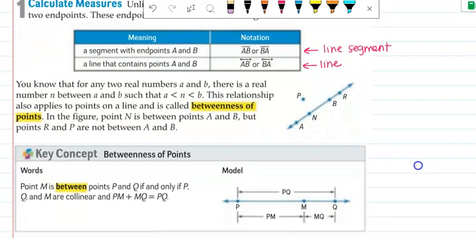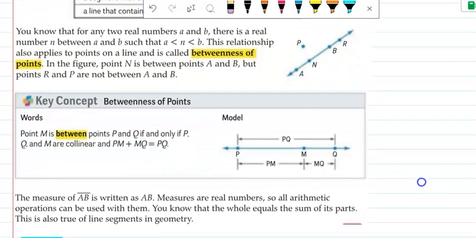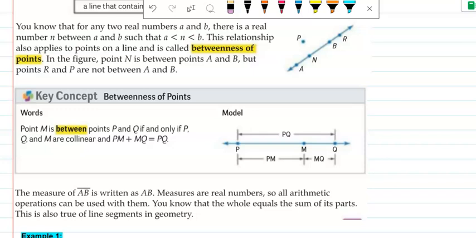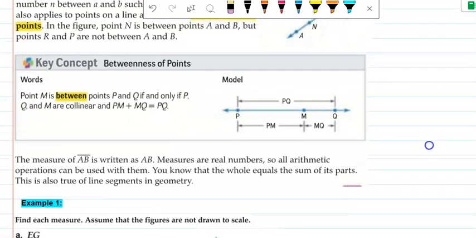Okay? So this distance that we keep talking about, we have to have some sort of betweenness between the points, right? We can't have a random point over here and a random point over there. They have to be connected in some sort of way. So for example, on this, we could find the distance between like A and N, even A and R, but it'd be a little more difficult to figure out A and P because we don't have the line that connects them.